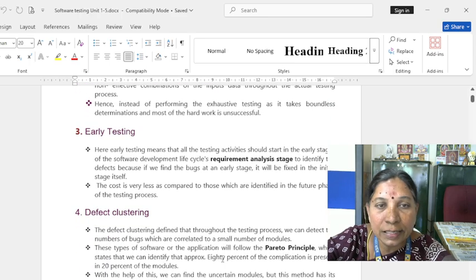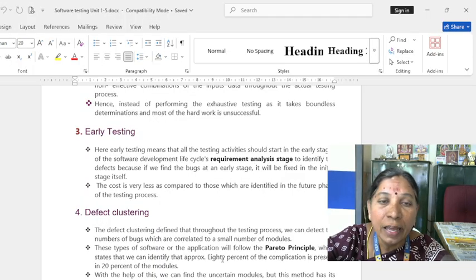Third one is early testing. Here, early testing means we can start the testing at the initial stage. All the testing activities should start in the early stages of the software development life cycle. It means the requirement analysis stage, to identify the defects, because if we find the bugs at an early stage, they will be fixed in the initial stage itself. The next important point is the cost is very less as compared to defects identified in the later phases of the testing process.